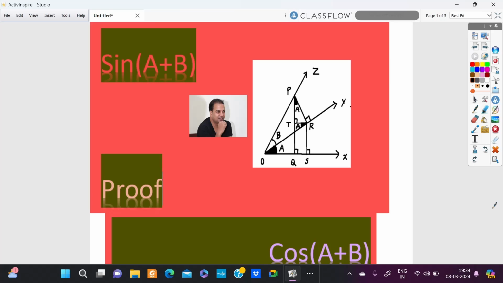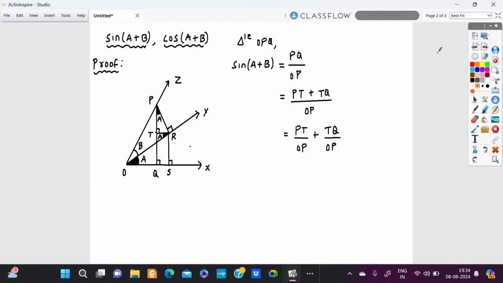In today's session, I would like to discuss how to expand sin(A+B). Let us see the proof. I initially draw a diagram. It looks complicated, but I will show you how I drew it.